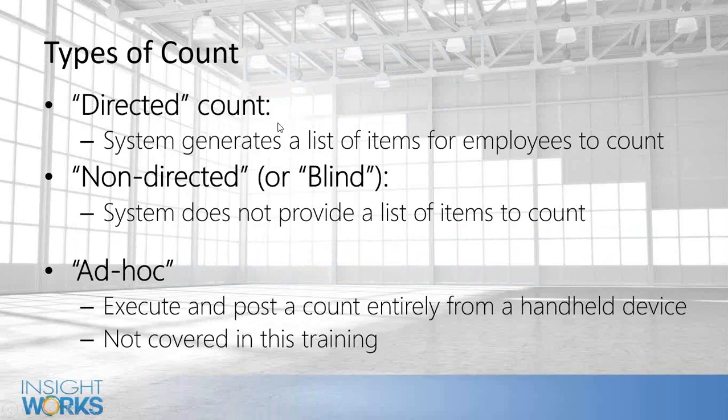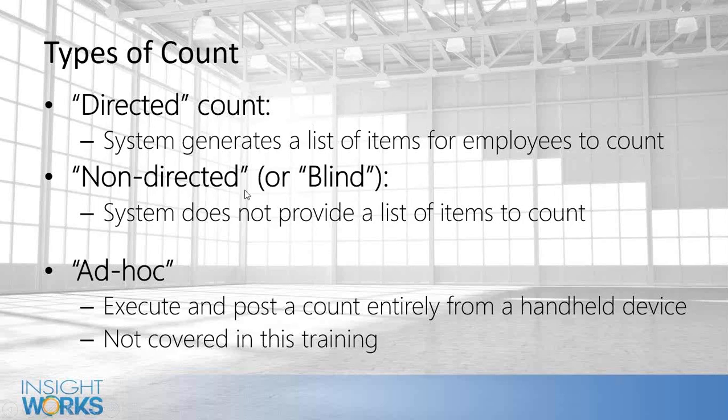You have the option of doing what we call a directed count. Now that has nothing to do with the directed pick and put away that we asked you about at the beginning. That just means that the system is going to tell you what you need to go out there and count. And that's basically it. That's what most people are used to, especially if you're coming from the standard NAV physical inventory, where you calculate inventory and it tells you what you need to go out and count.